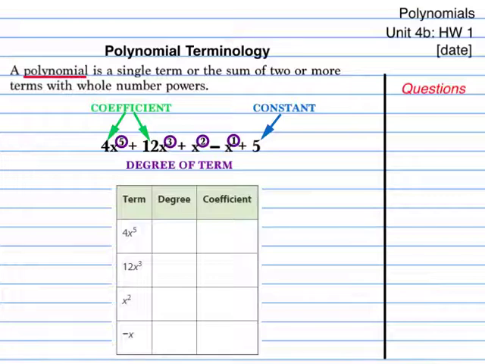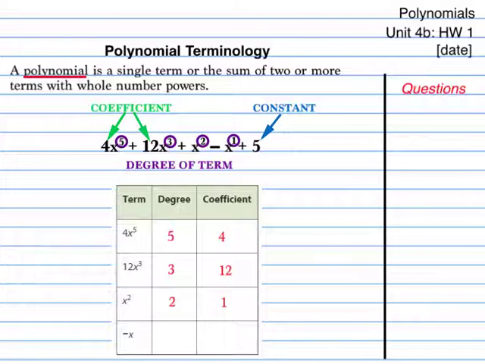So here, what I'd like to do is I gave you some terms, and I pulled all the pieces from this equation. And I'd like to talk about the degree of each term. So 5 is considered the degree of 4x to the 5th power. My coefficient would be 4. The degree of 12x to the 3rd power would be 3. And the coefficient would be 12. For x squared, we have a degree of 2. And then the coefficient would be 1.